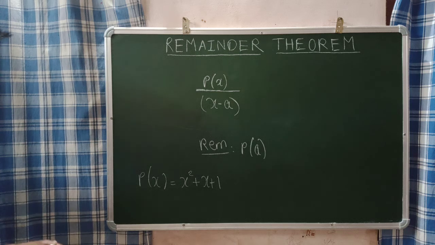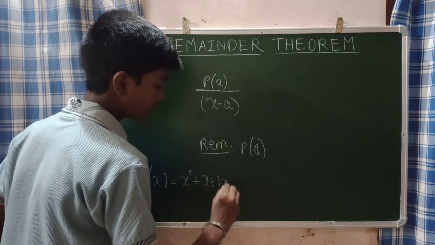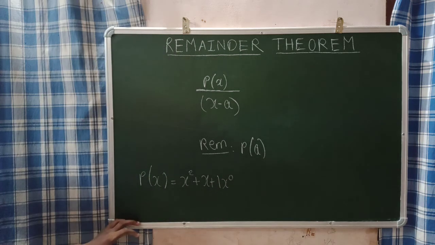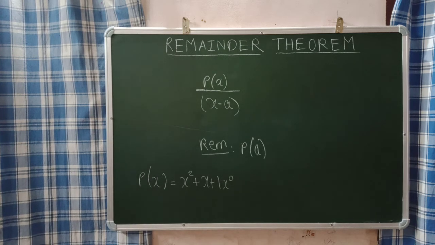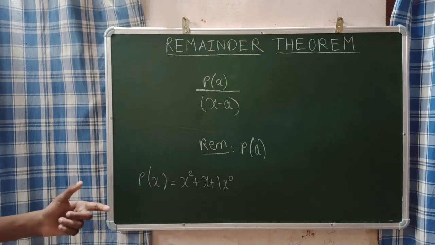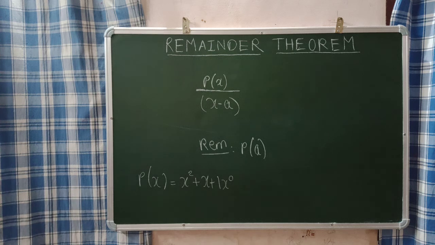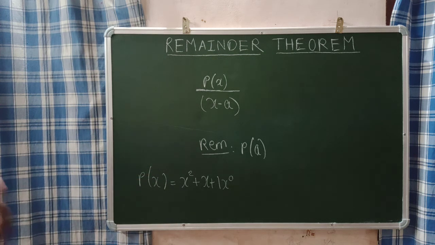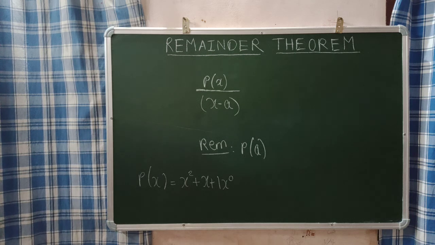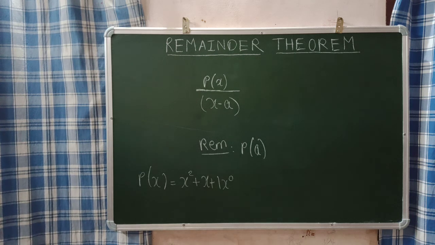Why it is 0 means 1 is the same as 1 into x power 0. Correct, na? So 0 is also a whole number. Zero consists of whole numbers only, right? So this is an example of a polynomial. Polynomial p of x is nothing but any expression that has whole number power.